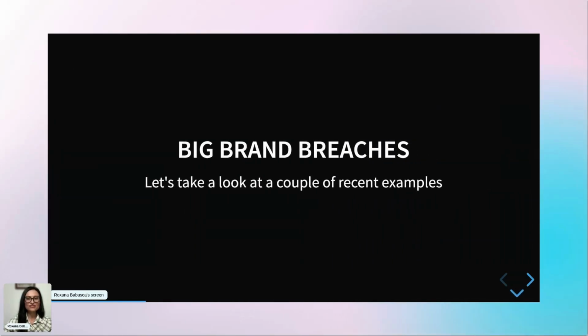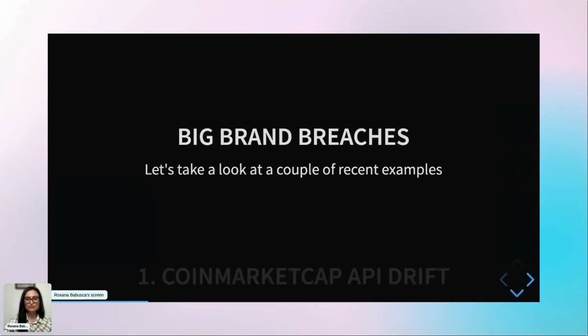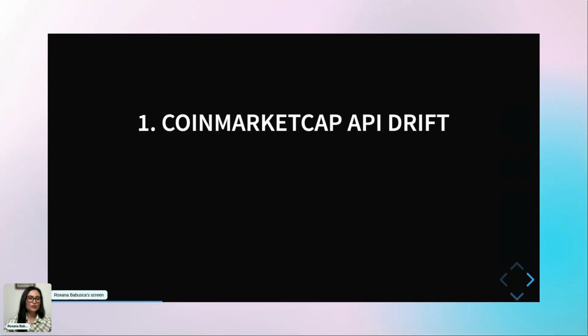To illustrate how unsafe consumption of APIs can affect any company, regardless of size or industry, let's take a look at a couple of recent examples. And the first one we're going to talk about is CoinMarketCap API drift. CoinMarketCap is the most popular website for tracking cryptocurrency prices. And for those unfamiliar with the term, API drift describes the gradual unintended divergence between an API's published contract and its actual behavior that the service implements at runtime. This breach occurred in June of this year. So what happened?